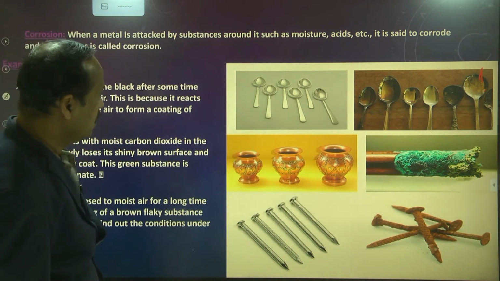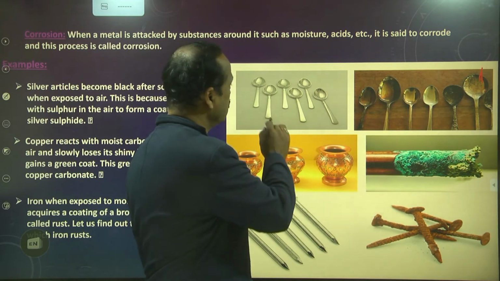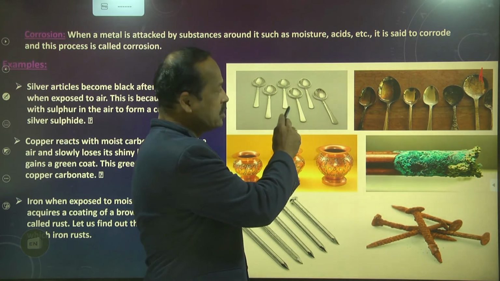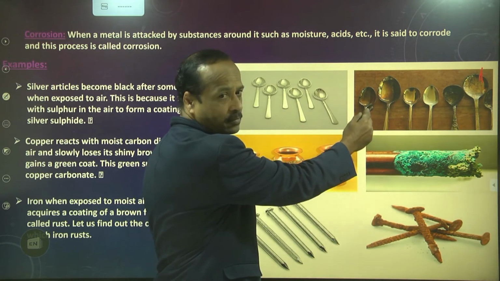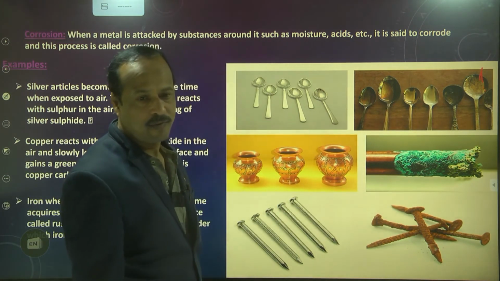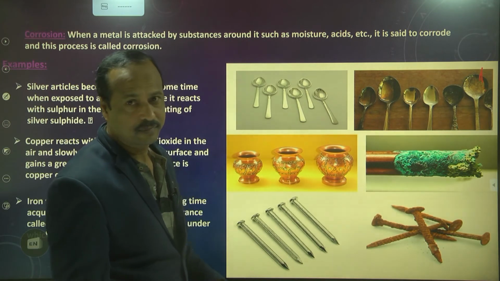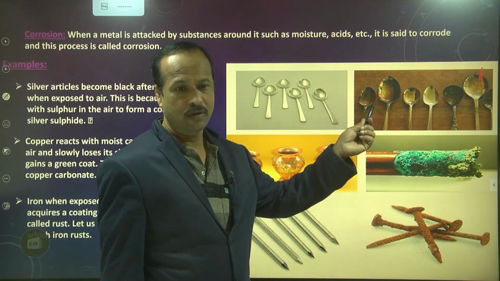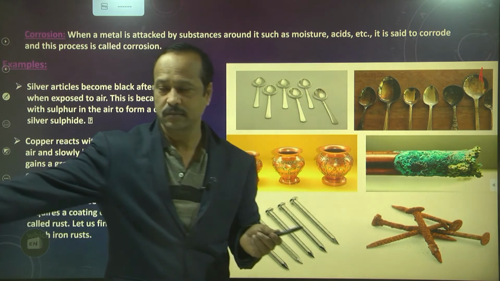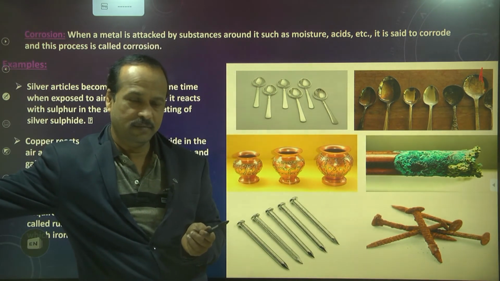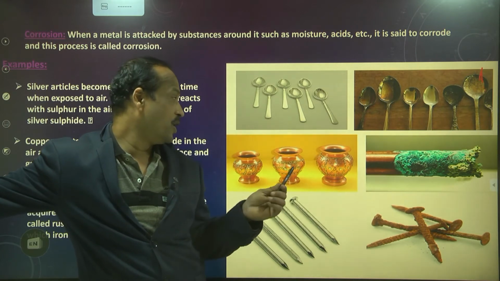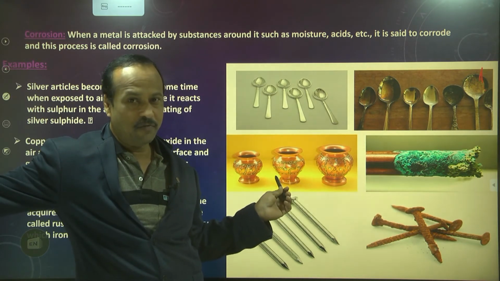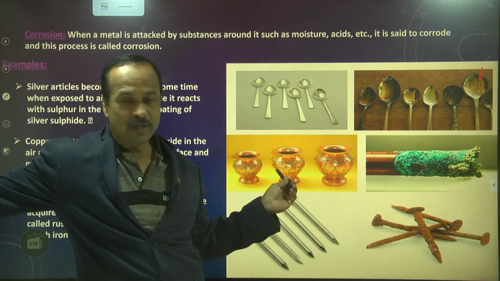So here, can you see some pictures? What are these? Those are spoons. But you see the color. Is there any change in the color? Yes, they are rusted. Very good. Now here, these are made up of copper. You can see in our houses, while performing puja or something, we mostly use these copper vessels.